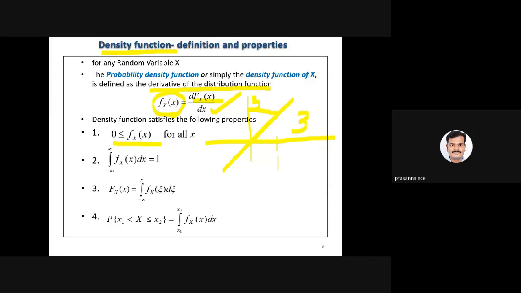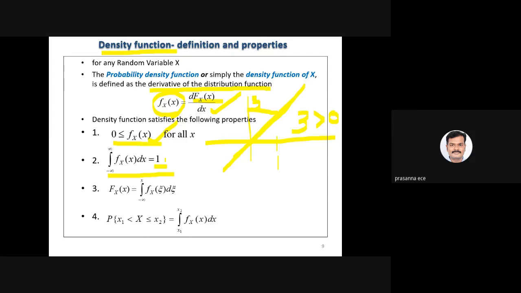So any function which is always increasing towards the right will have positive slope. That is what is denoted by this property. All the density functions will be always greater than 0, because they are slopes of the distribution functions, and the distribution function is always increasing. Another important property of the density function says that the integral of the density function over an infinite interval is equal to 1. This is again a restatement of our probability rule. If you add up all the probabilities of the events in the sample space, what you get is 1.